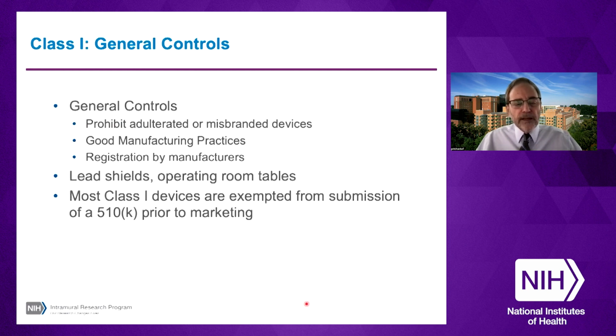So general controls, and there are others beyond what I've listed, but the top ones are that it prohibits adulterated or misbranded devices. It requires adherence to good manufacturing practices and requires registration by manufacturers. So examples are lead shields that you might find in radiology to protect people from radiation. Some operating room tables are class 1. And almost all class 1 devices are exempted from submission of a marketing application prior to marketing.